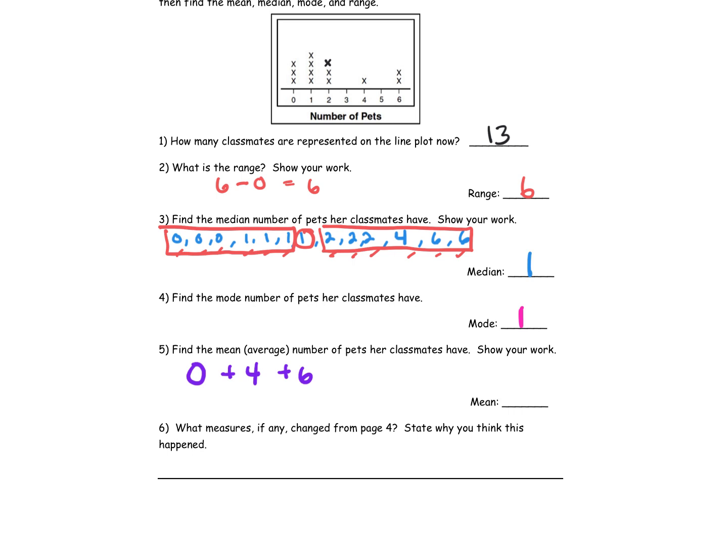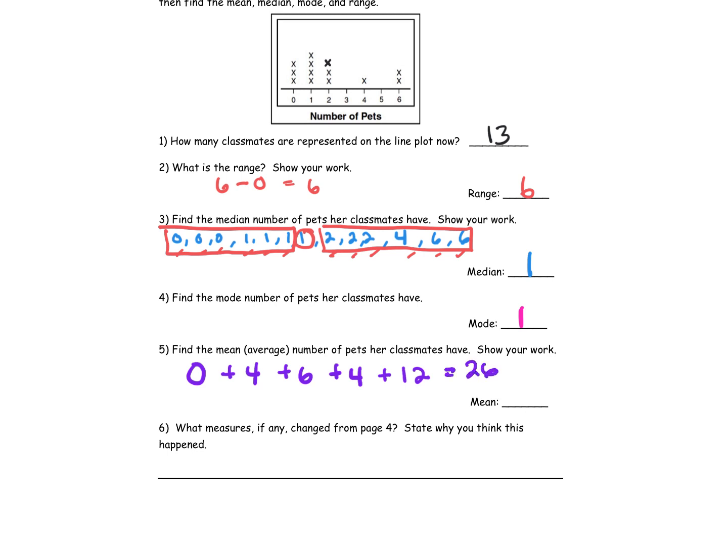No classmates have 3 pets. 1 classmate has 4 pets. So we're going to add those 4 pets to this total. 0 classmates have 5 pets, and 2 classmates have 6 pets. 2 times 6 would be 12. So we're going to add 12. So we're going to add 0 plus 4 plus 6 plus 4 plus 12. And that's going to give us a total of 26.